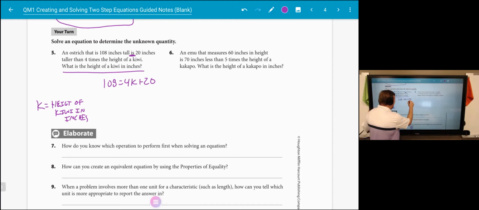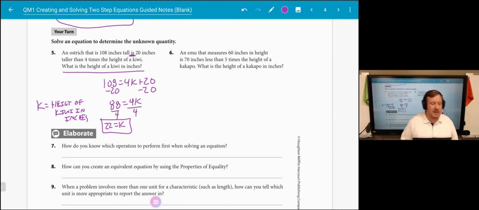Still going to do the same thing. I'm going to subtract 20 from both sides. I get 108 minus 20 is 88 equals 4K. If the next thing I was doing was multiplying, the inverse operation would be division. And I get 22 equals K, because 88 divided by 4 is 22. Yay! Not done yet, though.